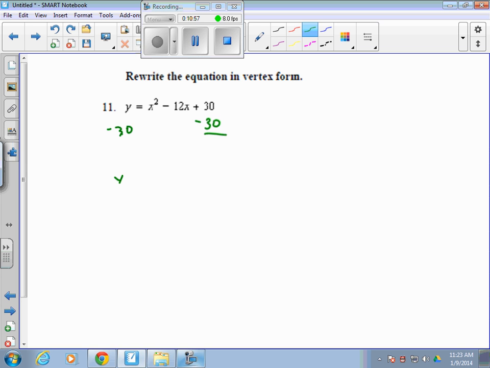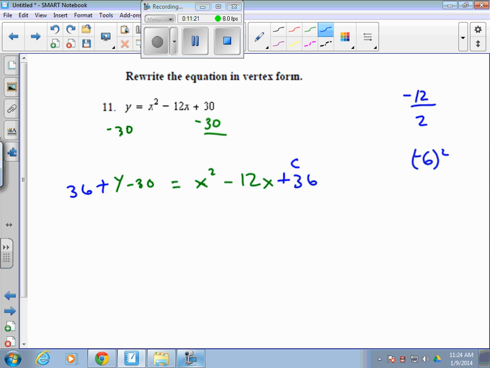So what we have now is y minus 30 on the left equals x squared minus 12x, ax squared plus bx, and then we have to find ourselves another c value. So again, take the value of b, negative 12, divided by 2 and get negative 6, and square that and get positive 36. And again, if you add something to one side, add it to the other side. 36 minus 30 is going to be y plus 6.